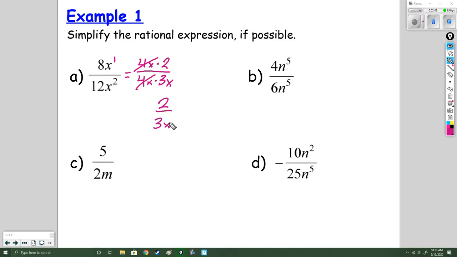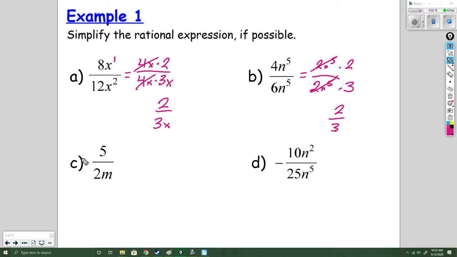Same thing as in B. In B, just going to take a look at the 4 and the 6. The greatest common factor there would be 2. And then between the n to the 5th and n to the 5th, obviously that's the same, so we could take out an n to the 5th. 4n to the 5th is 2n to the 5th times 2, and 6n to the 5th is 2n to the 5th times 3. And now we cancel out the common factor, and that just leaves us with 2/3.